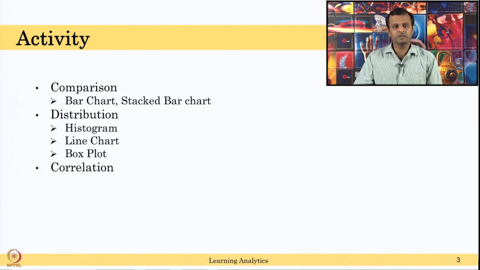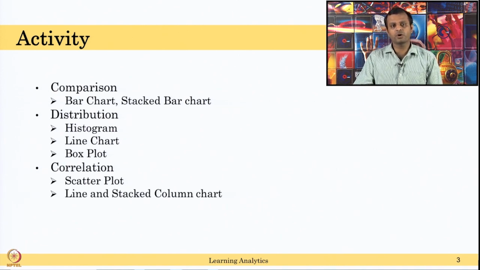For correlation, a scatter plot is very good because it will show you all the data scattered across 2 axes or 3 axes. Then you will have correlation built from that, or you can see whether there is a relation between value A and value B. Also, the line and stacked column chart, such as a line chart with a column chart, can be used.